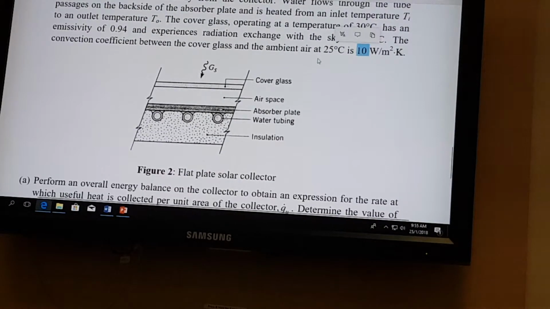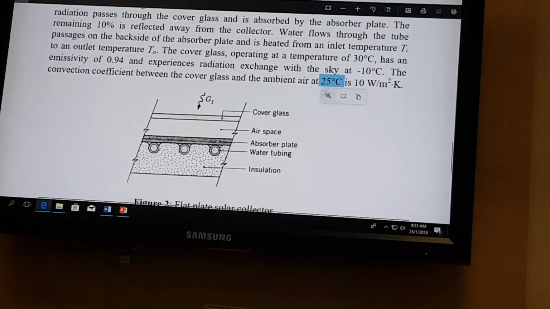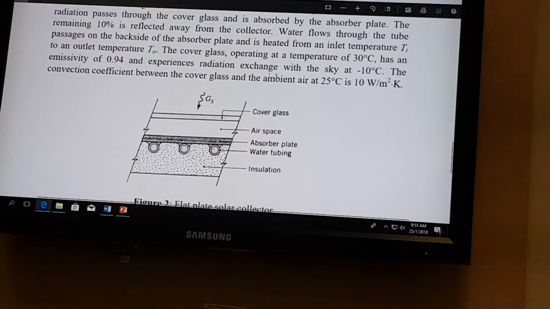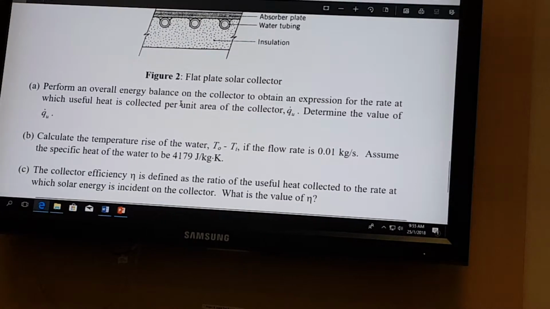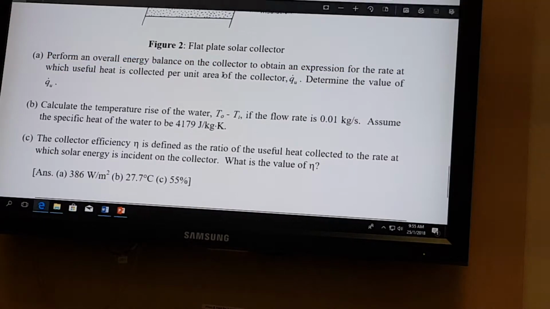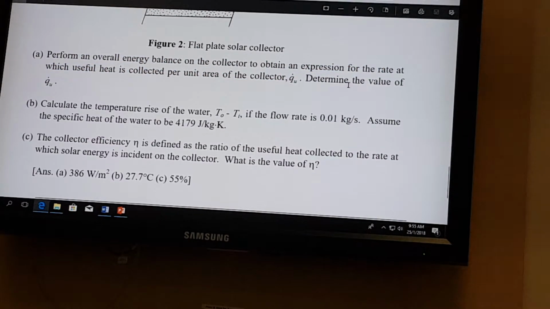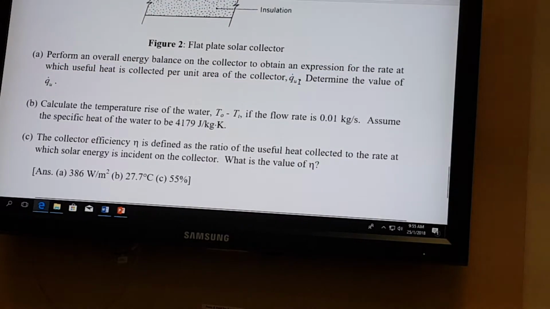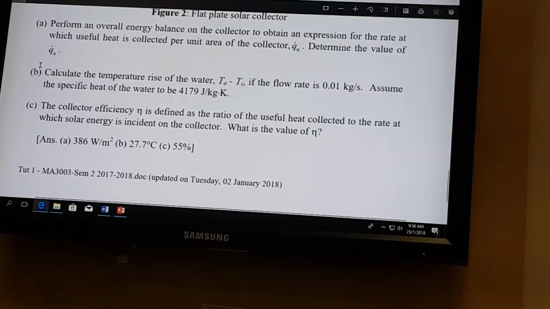That's the difference. They give you the h already. Sorry, T infinity is 25, the ambient air temperature. The question asks you about the overall energy balance, with the sun coming in here. 90% is asking you about the Q, the U and the flux. The rest is just normal equations, then you can answer it and care about the temperature.